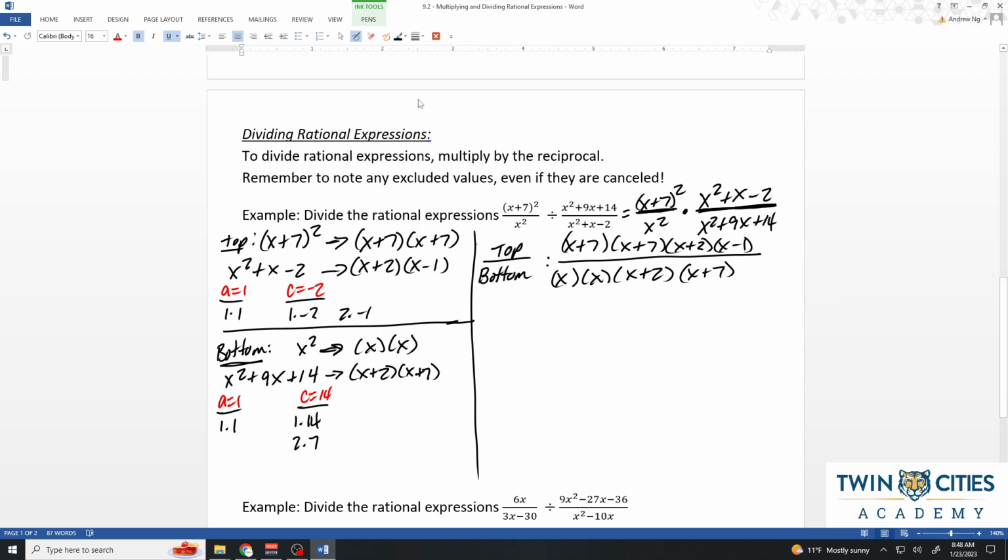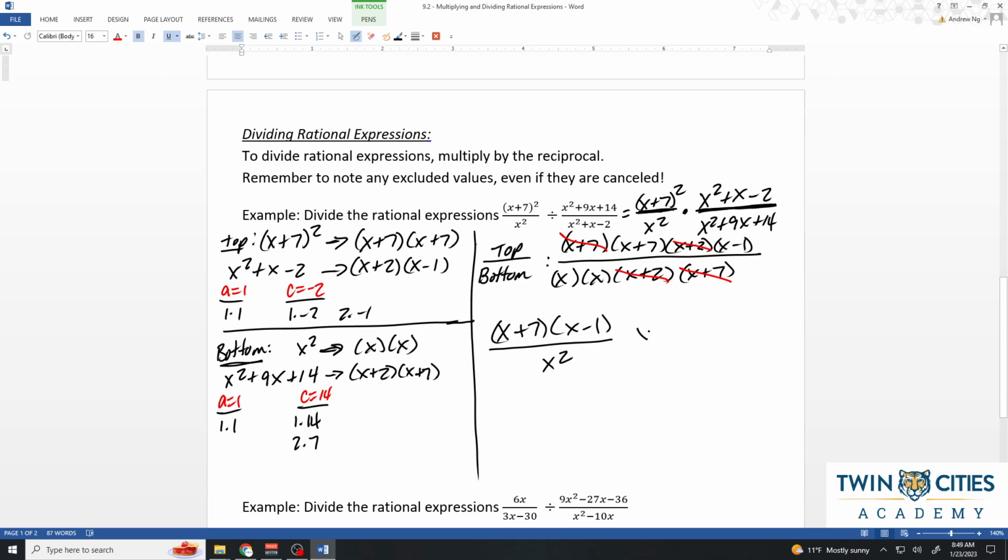And just like before, we'll divide out what the top and bottom share. So I've got an x plus 7 on top and x plus 7 on the bottom. I've also got an x plus 2 on top and x plus 2 on the bottom. And then we'll write what's left. So I've got x plus 7 and x minus 1 on top, and this is over x times x. We'll just say that's x squared.